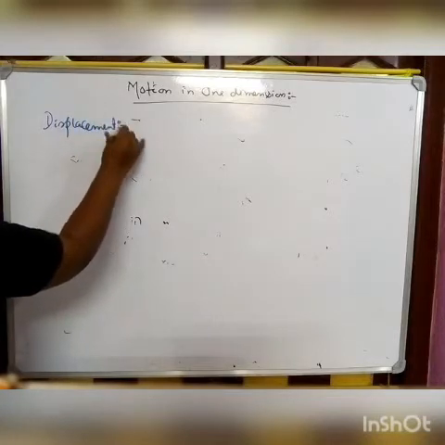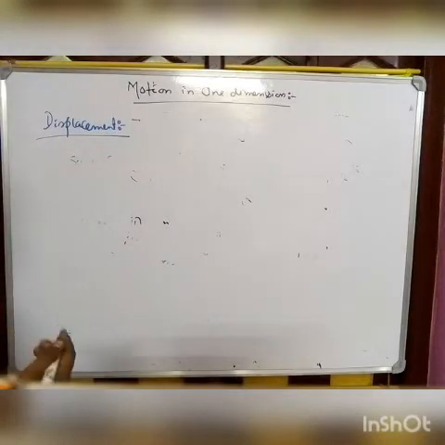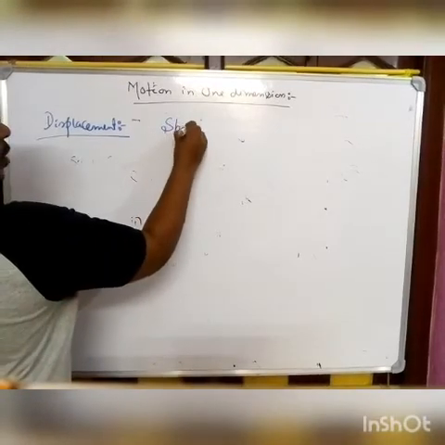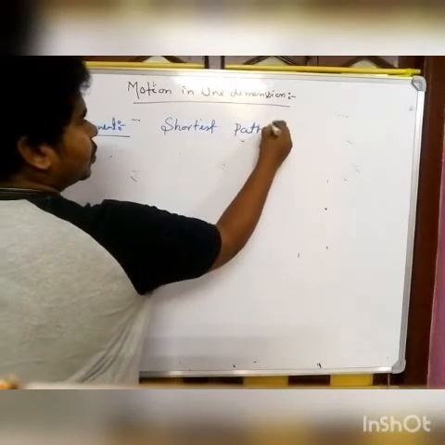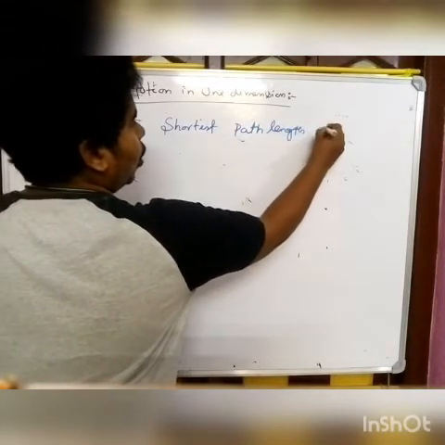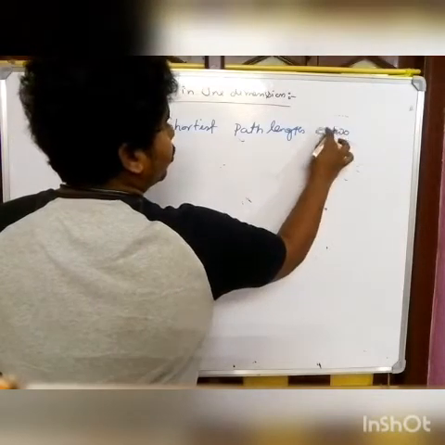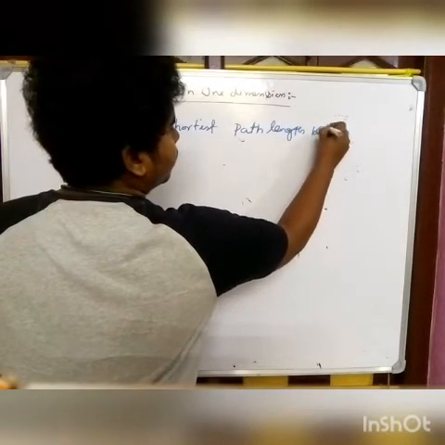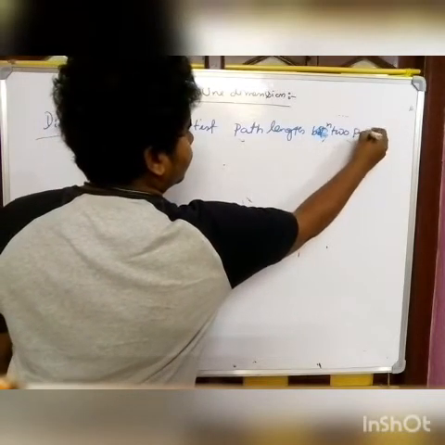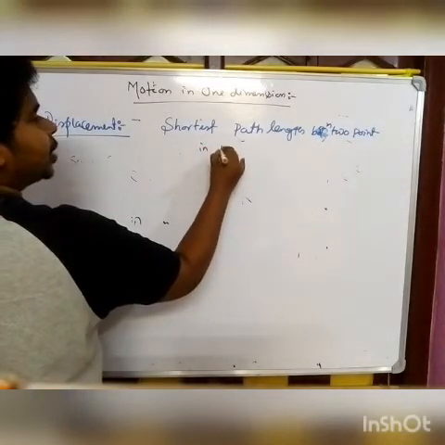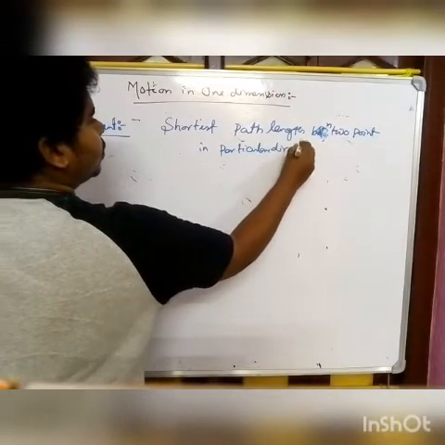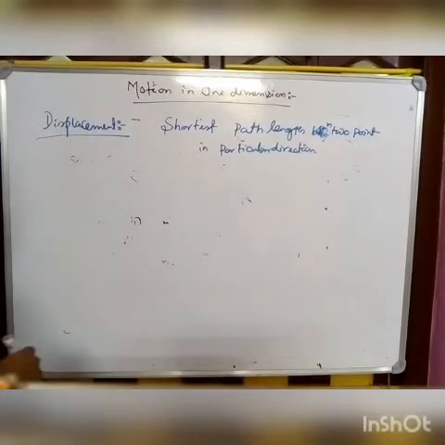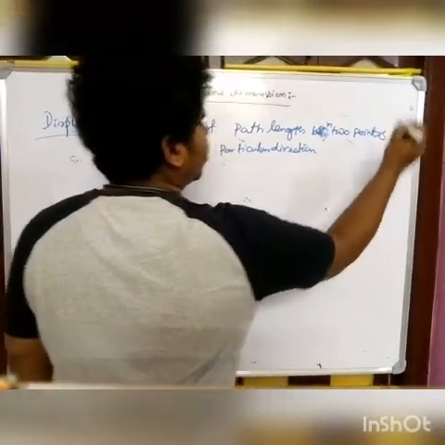What is the definition of displacement? It tells us that displacement is the shortest path length between two points in a particular direction. Shortest path length between two points in a particular direction.